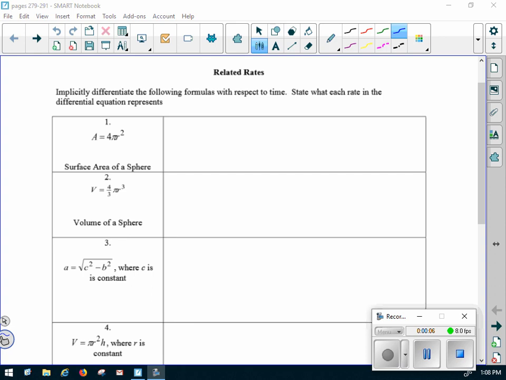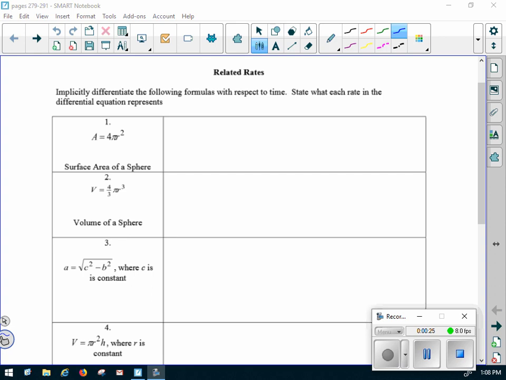All right. We are going to implicitly differentiate the following formulas with respect to time, and we're going to talk about what each of those rates means. So let's look at number one. That's the surface area of a sphere. You may not have known that.